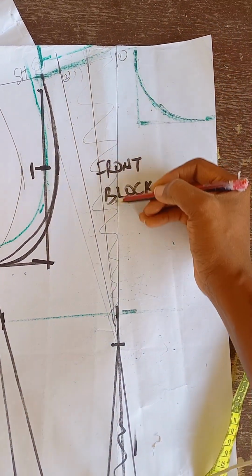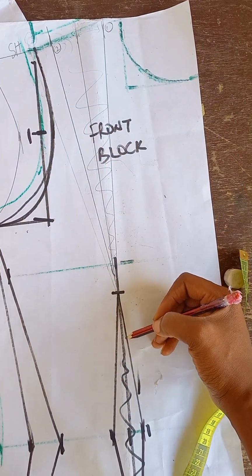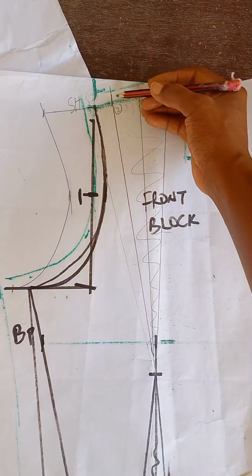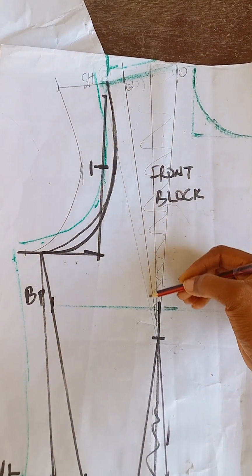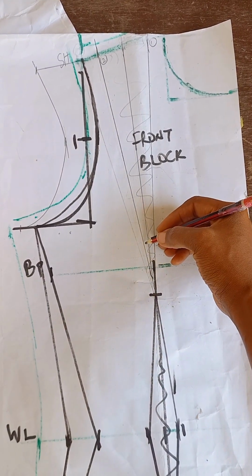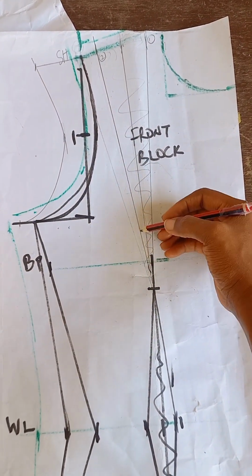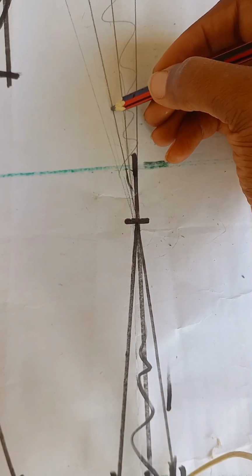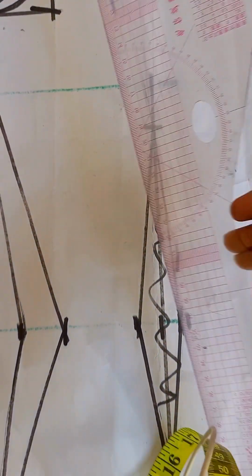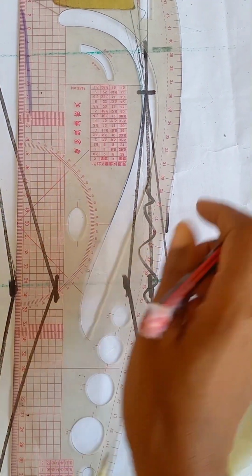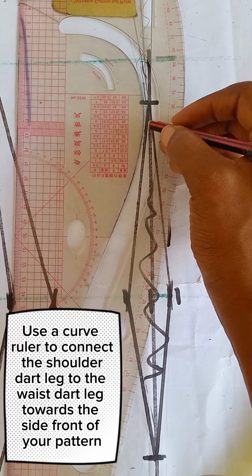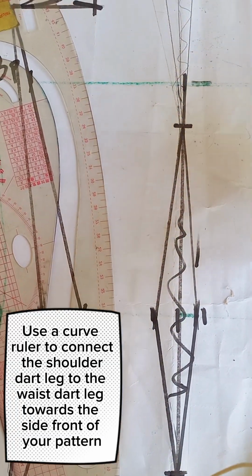You cut this straight line here, following this line all the way down, and then you cut along from here, then you cut here. Like I said, the essence of the shoulder dart is to give more shape to the bust area. As you can see there's a shape here. To give it more shape, you can use your curve ruler and connect from this straight line here to this marker point here.